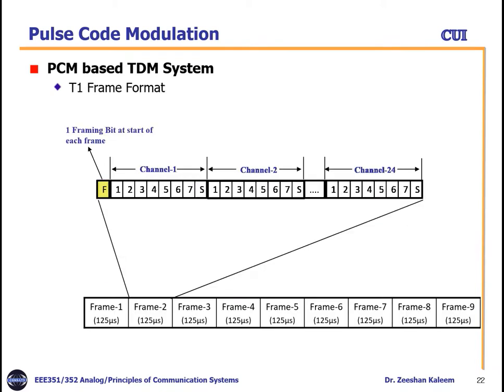So look at this. This is the framing bit, and this is channel 1, then this is channel 2, and this is channel 24. So 24 channels, and there will be one framing bit at the start of each frame, and then after 24 channels there will again be one framing bit here, right? It will continue. Look at this: frame 1, frame 2, frame 3, each of 125 microseconds in the time domain.